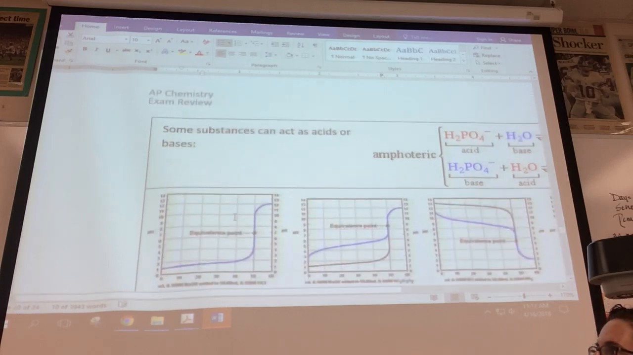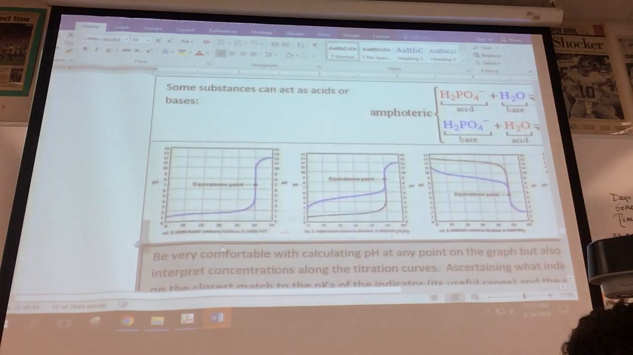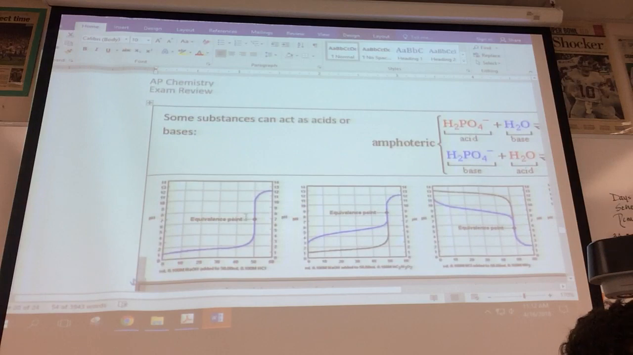Looking at this first graph here, focusing on the equivalence point of 7, pH of 7 at the equivalence point, that has to be a titration of what? Strong acid is what you're starting with, and you're adding strong base. Looking at this one now, you can see you're starting with weak acid, and you are adding strong base.